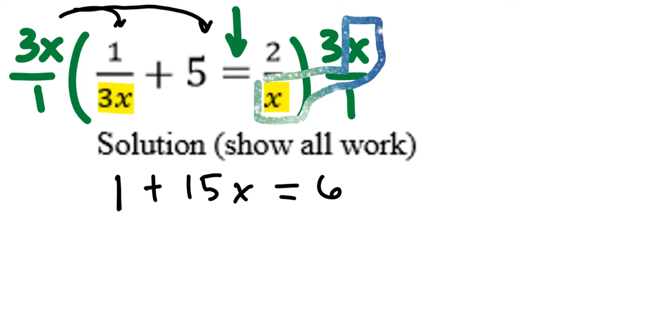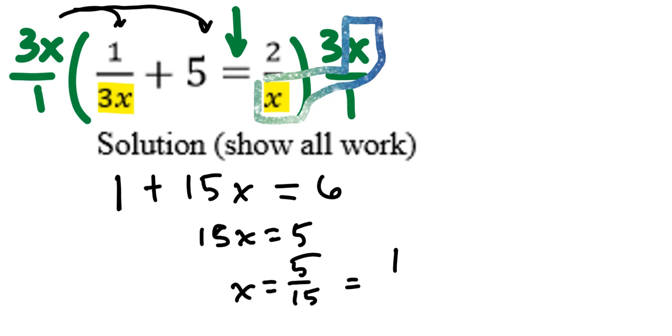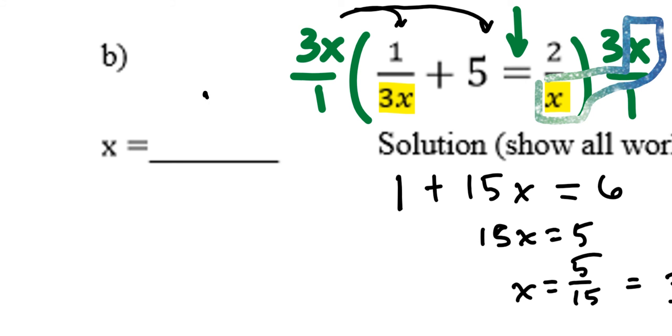Then of course I can take away 1 from both sides. That will give me 15x is 5. And I can divide both sides by 15, and that would be x is 5/15. And 5/15 of course is the number 1/3. So 1/3 is the solution. x is the number 1/3.